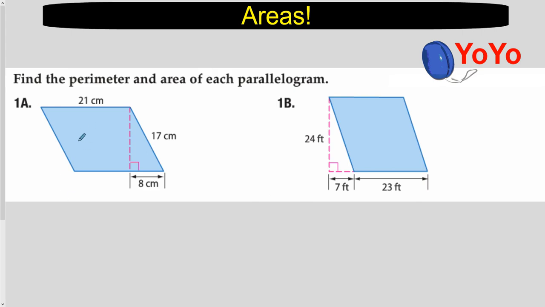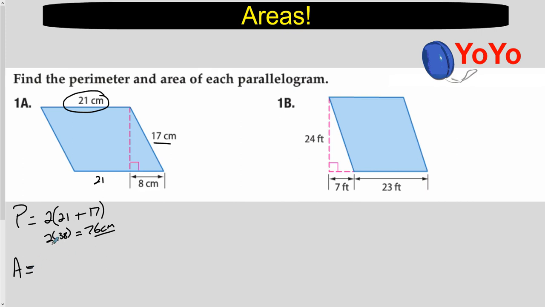Okay, so I want perimeter and area. For the perimeter, this base is 21, which means this one's also 21. It's going to be 2 times 21 plus 17. So 2 times 38, which is going to be 76 centimeters.